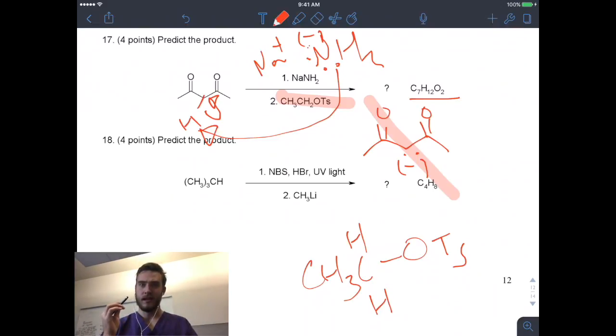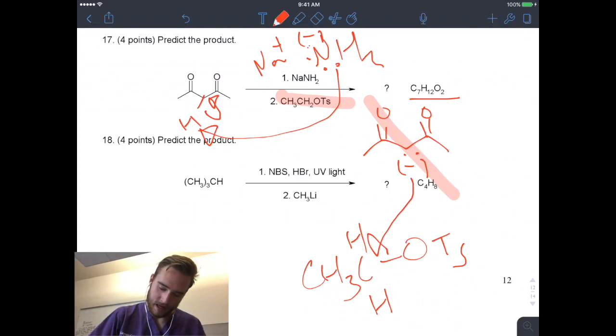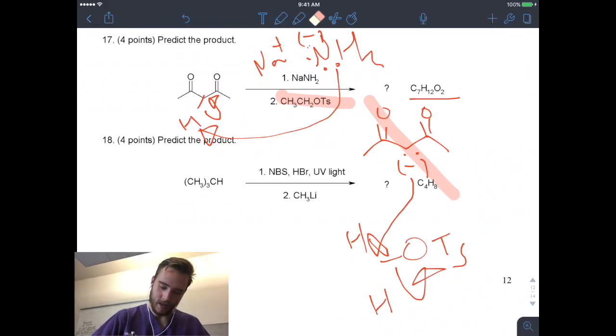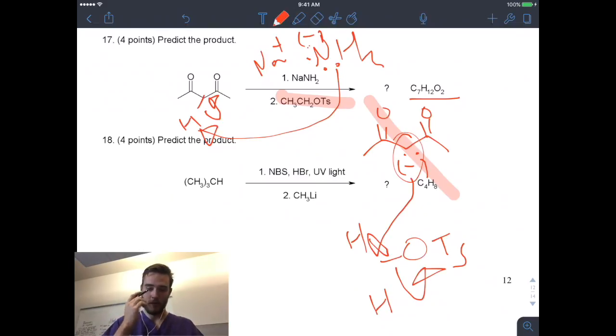And this looks a lot like an SN2 reaction, right? We have our nucleophile right here. Nucleophiles have the negative charge. It's going to come in and attack this carbon, kicking OTS off. And we know that because OTS is a good leaving group, which means that this ethyl right here, I accidentally erased it, but that ethyl is actually going to be bonded to this central carbon.